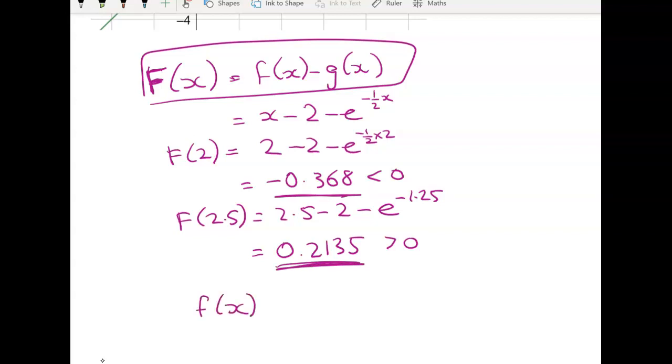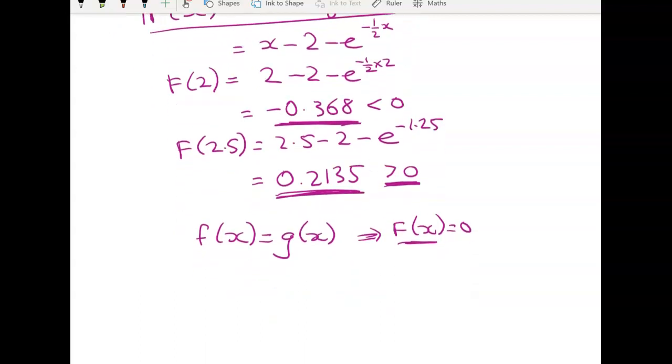A root happens when f of x is equal to g of x, which means that we need big F of x to be equal to 0. So when we're doing problems like this, if we can show that on one side we've got a positive value for big F of x, and on the other side a negative value, then because the function's continuous, somewhere in between there has to be a value that makes it equal to 0.